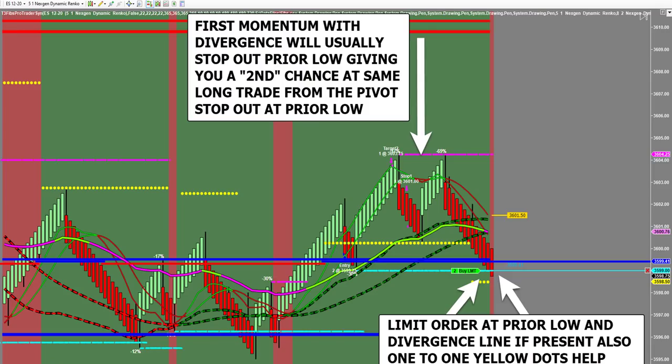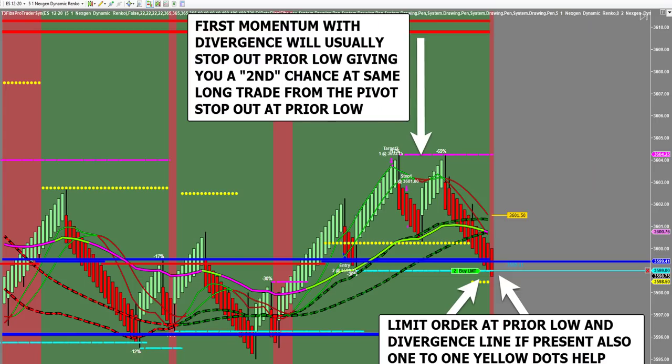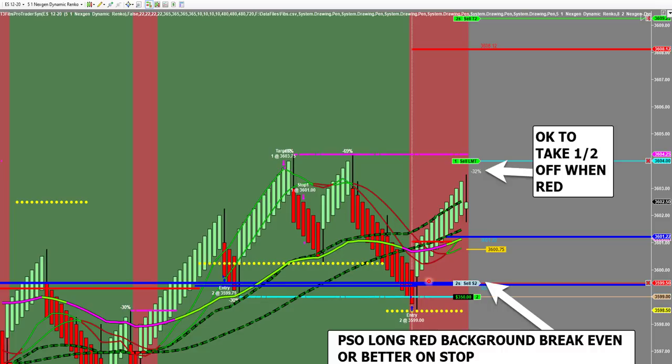And this is especially important when the prior trend is really strong to the downside, because you get 1 or 2 attempts at a long trade, and then the conditions change, and then the prior trend will resume again. So you have to be very careful when you're first going the other way.